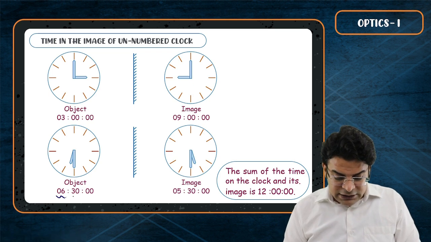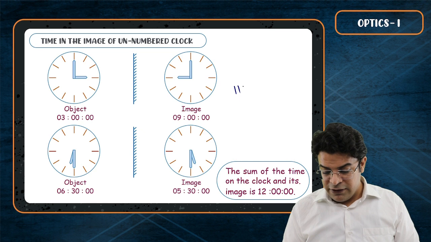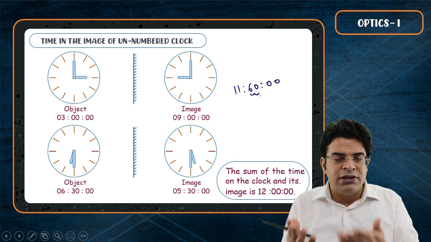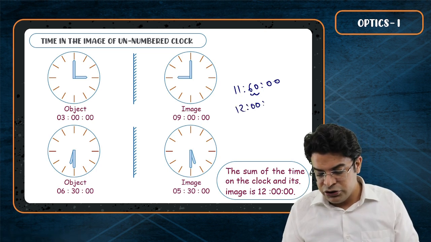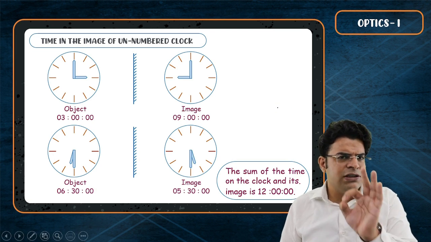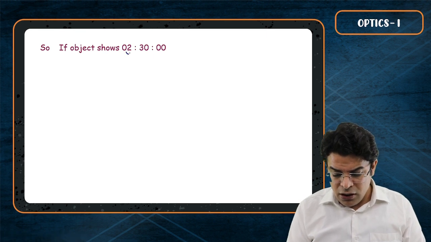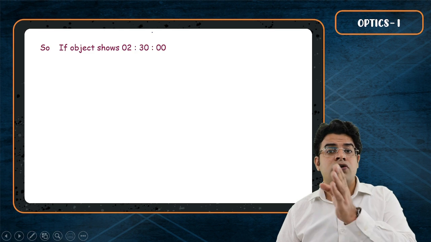If you add 6:30 plus 5:30, what you get is 6 plus 5, 11, 30 plus 30 becomes 60, and 60 minutes is nothing but 1 hour. So it should be reported as 12:00:00, right? So let's practice some questions based on this. This is easy.